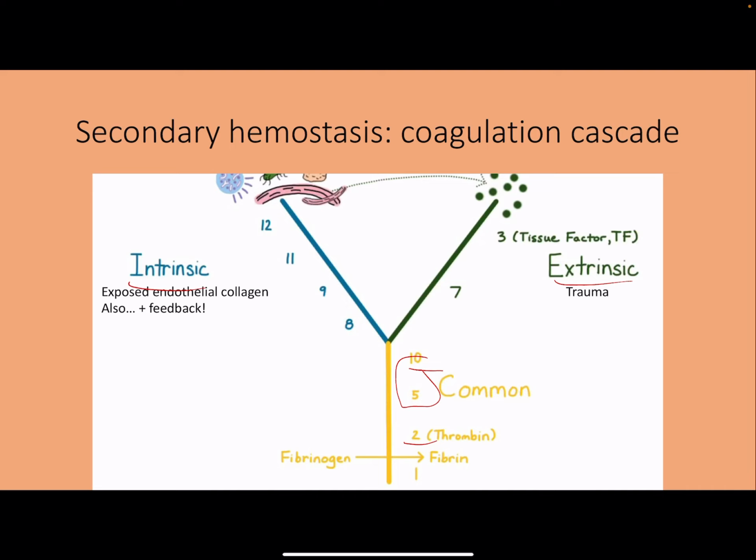The intrinsic pathway is 12 to 11 to 9 to 8, so it kind of is counting down. And then the extrinsic pathway has to do with factor 3, which is also known as tissue factor, activating factor 7. The intrinsic pathway is going to be activated due to exposed endothelial collagen, while the extrinsic one is trauma. But of course, trauma can cause collagen to be exposed. So it's very likely similar things that are activating both of these pathways.